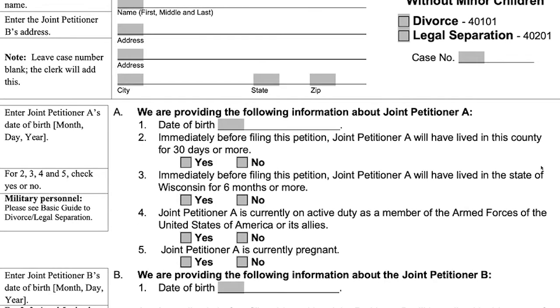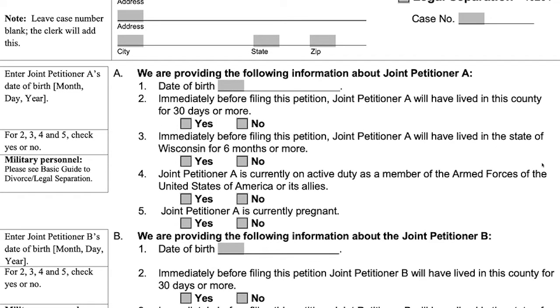Moving on to identifying information. Once again, petitioner A, date of birth, and then we have the residency questions. We talked about residency earlier in the video. The residency requirements for Wisconsin are that you have lived in the state for 6 months or more, and you've lived in the county that you are filing in for 30 days or more.